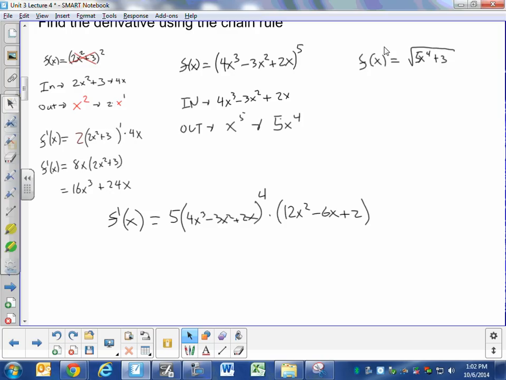Derivative of the outside, leave the inside alone, times the derivative of the inside. Check your answer with a neighbor.